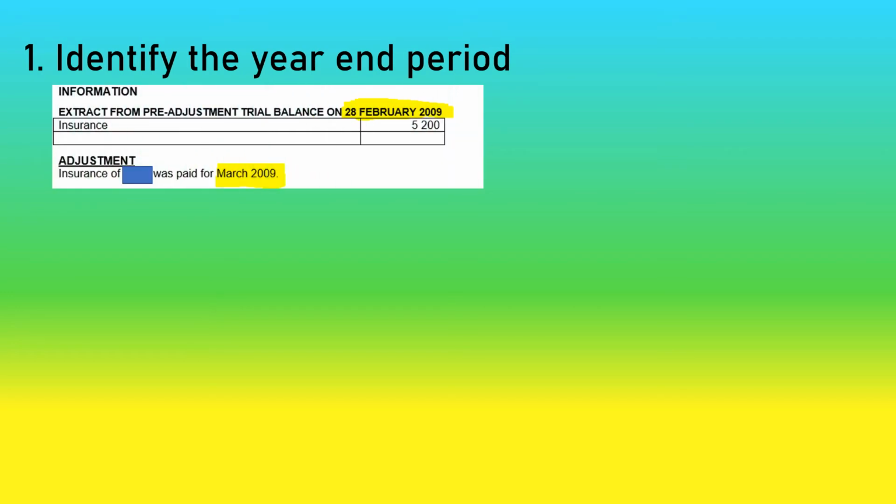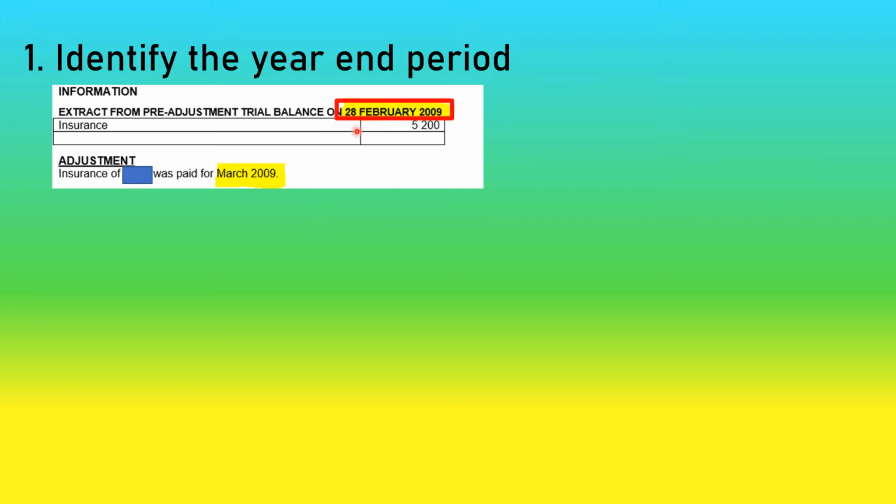Alright, let's now apply the formula that we just spoke about. Before we do that, let's also read the question very carefully. The question shows us 5,200 Rand insurance expense, and then it says adjustment. Insurance was paid for March 2009. That tells you you've paid for an expense. Therefore, there's cash involved, so it can't be accrual income or accrual expense. Can it be income received in advance? No, because you are not receiving any income here. Therefore, the only option left is prepaid expenses.